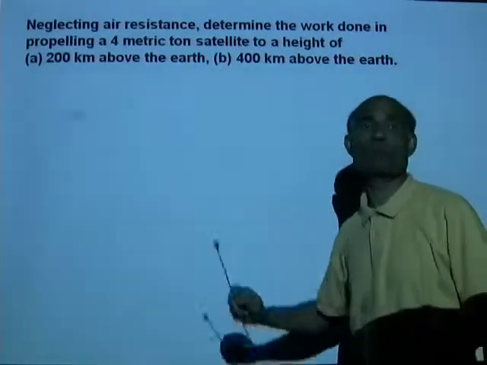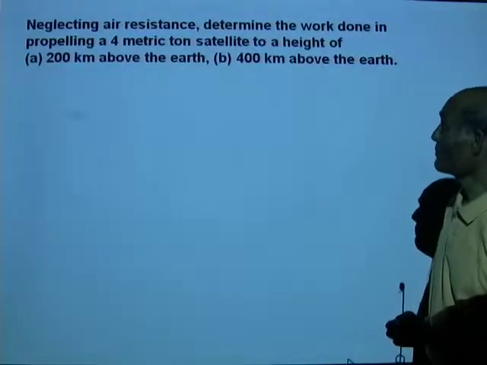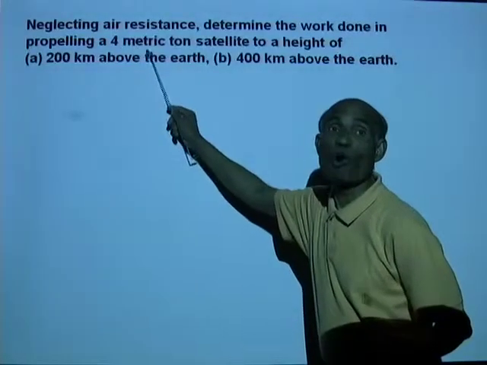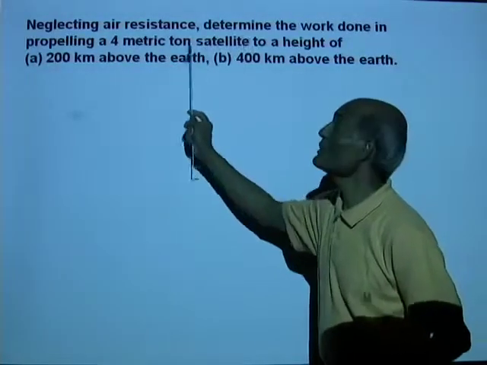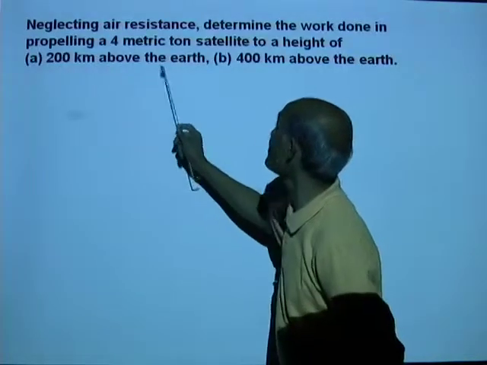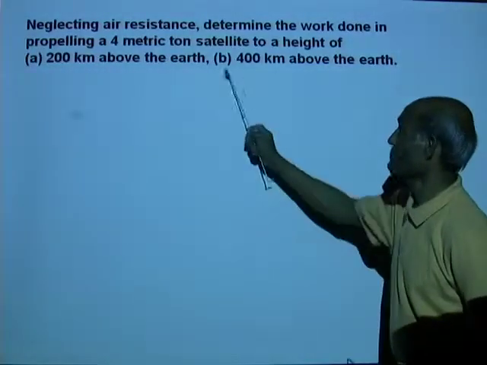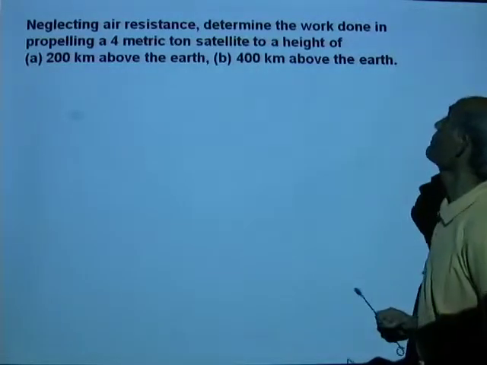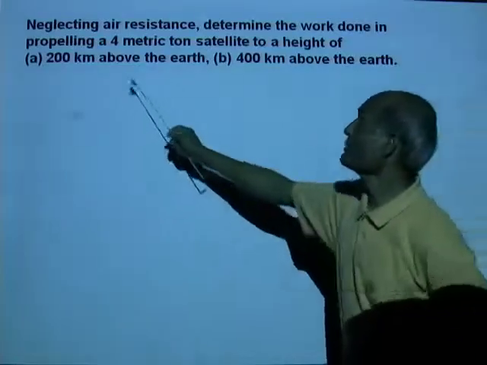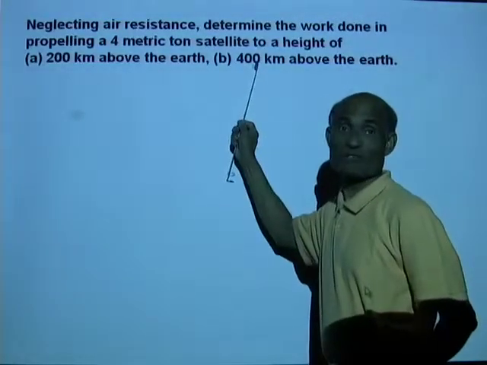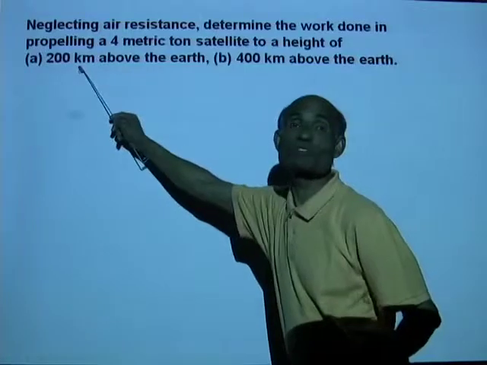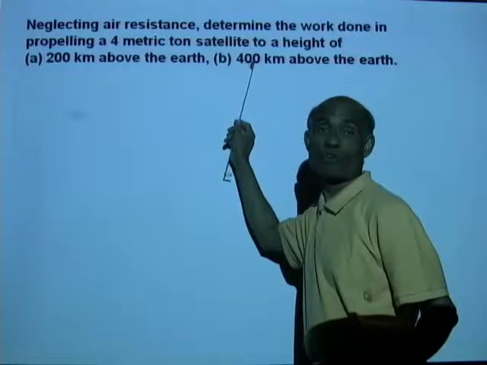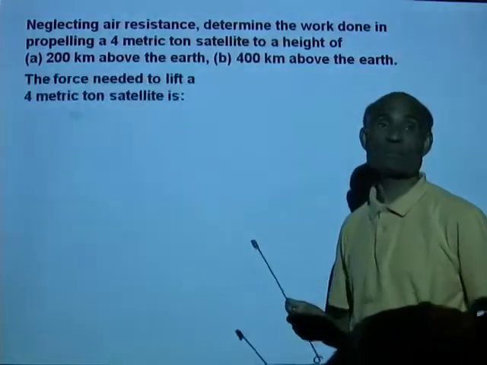Okay, let's do a problem. Neglecting air resistance, determine the work done in propelling a 4 metric ton satellite to a height of 200 kilometers above the earth. And B, calculate the work done to propel it 400 kilometers above the earth. Well, if you can do this, then you can do that. The only thing is, replace your R2 by 200 kilometers here, and 400 kilometers above the earth there.